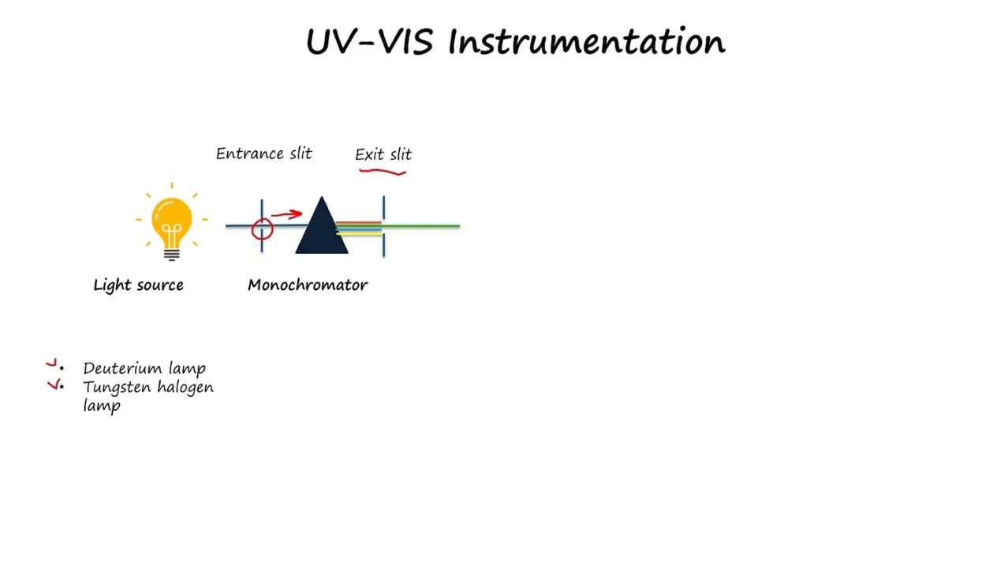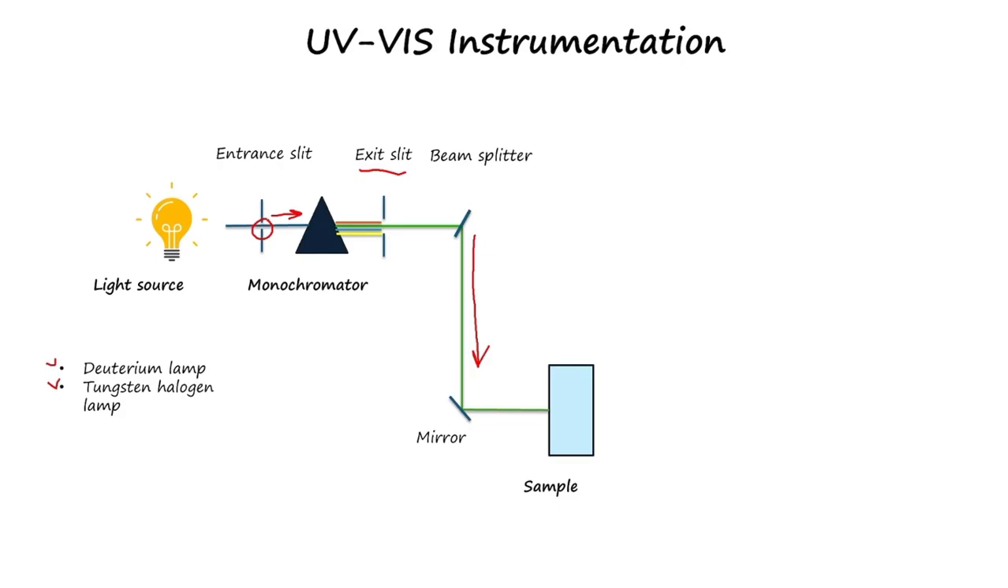Once the light is monochromated, it reaches the beam splitter. At this stage, the beam splitter has a crucial job. It divides the single wavelength beam into two identical beams. One beam travels towards the sample cuvette, while the other is directed towards the reference cuvette. This is what defines a dual beam UV-vis spectrometer.